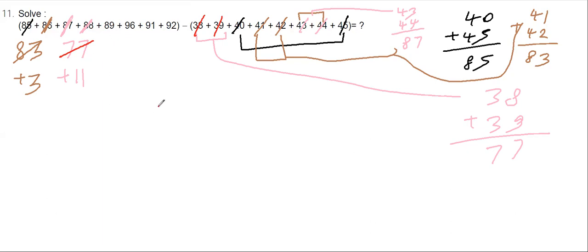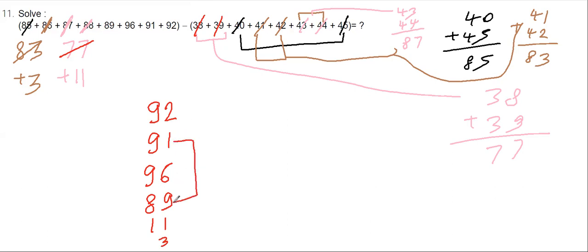Okay, so let me write it again. So this is 92, then 91, then 96, then 89, 11, and this last is 3. This is what I need to add now. Okay, now 9 plus 1 is 10. 6, 7, 8, 6, 7, 8, 9, and 10. This is also 10. So it is 20, 20, 22. Okay, and then 22, right? 2 is the carry. So 10, 20, 30, 38. I'm getting 382.